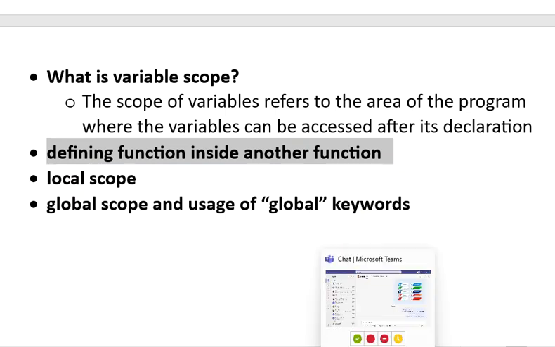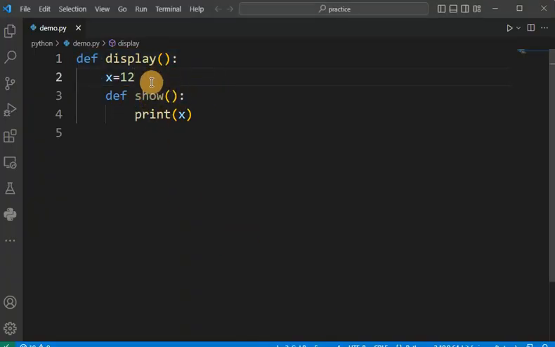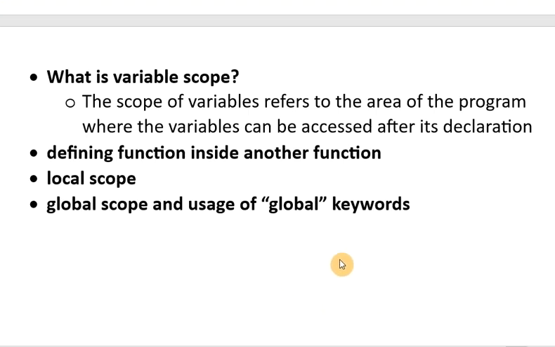So here you can see in the code I have one function, display, and inside this I have created a new function, that is the show function. This is called a function inside a function. So let's see how we can call this function inside a function.